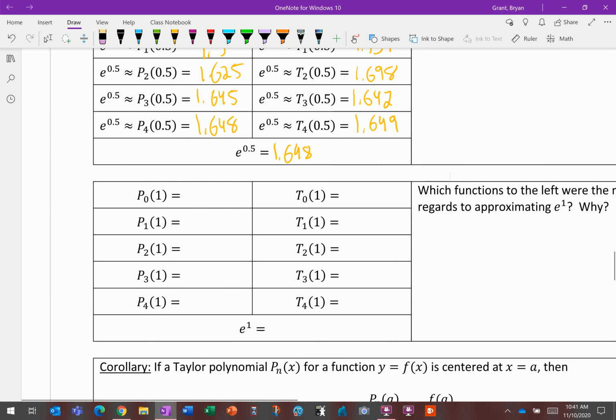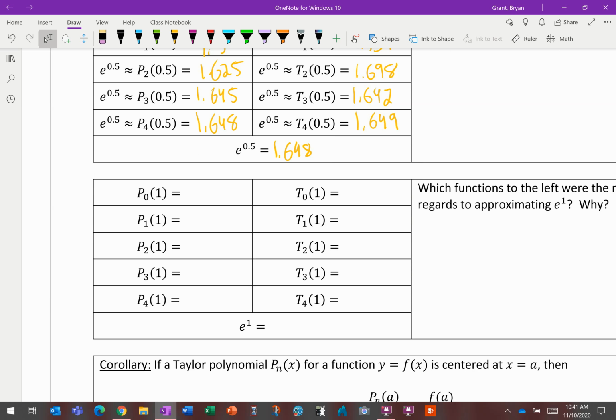Let's do this last one. This last one asks us for the value of e to the first. We know the value of e. It's 2.718, so on and so forth. And in fact, we can do a lot of this really quickly because they're asking us to evaluate e to the first. So e to the first plugged into a function centered at 1. Well, anytime you take a value and the function is centered at that value, then you're just going to get the first term. It's just going to be e all the way down.